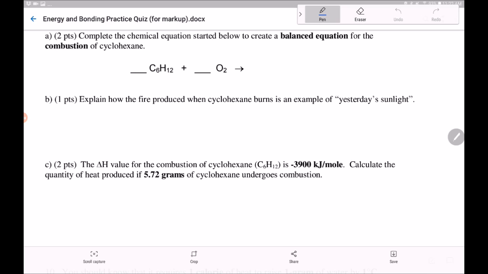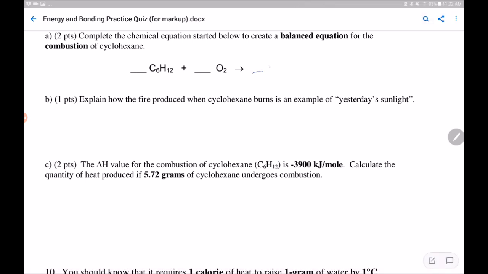Question number 9 has 3 parts to it. First part is just to balance the equation. You should know that the products of combustion are CO2 and H2O, both in gaseous form.